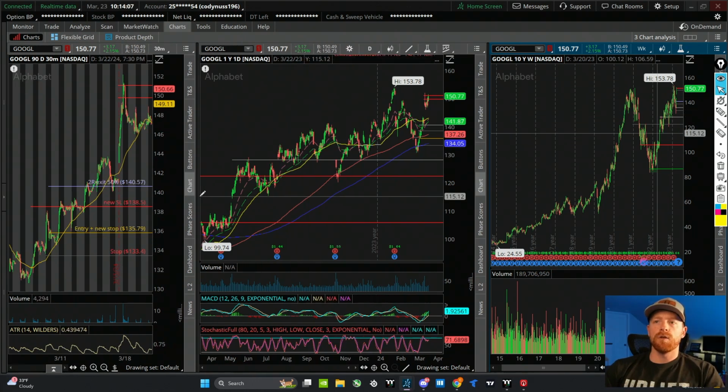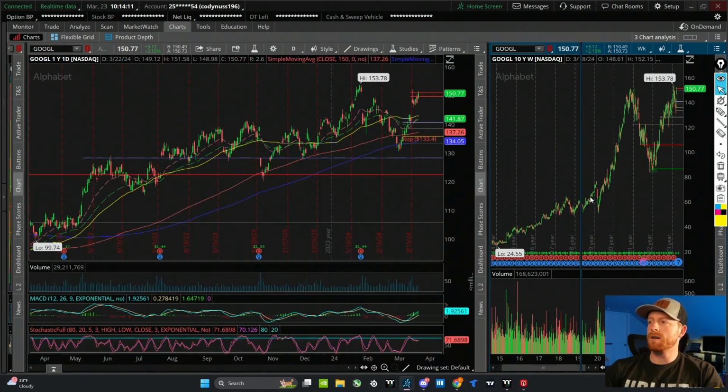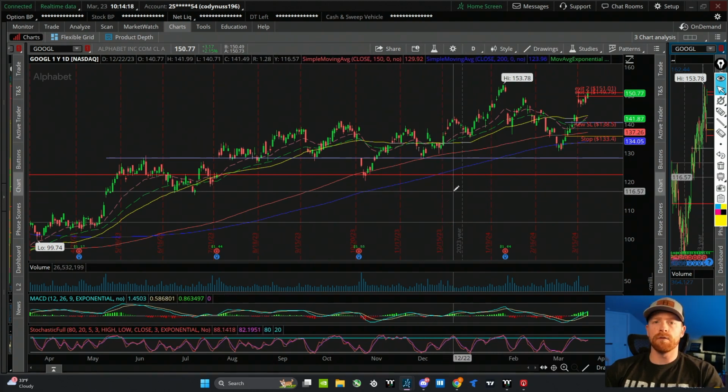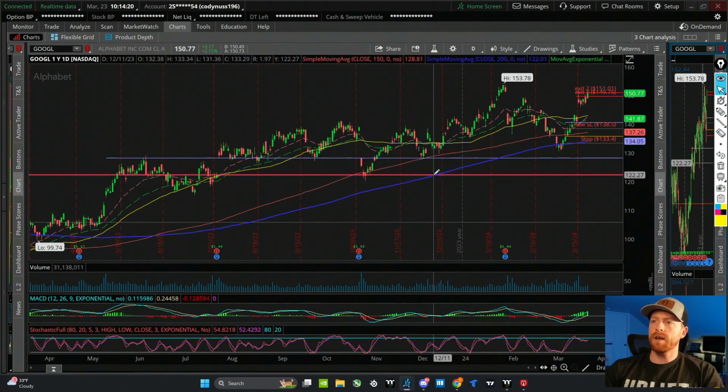Now, when I say level of interest, that is probably the most important part of this trade setup, because I don't just randomly enter in a stock, even if it is trending. It's got to be at a level of interest for me. And usually where I try to identify these is on the daily time frame.